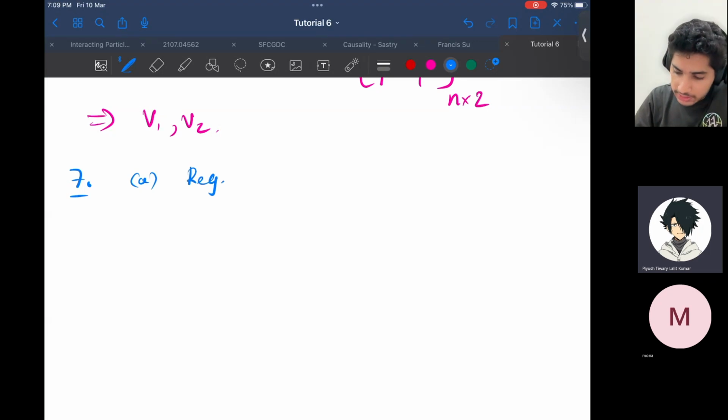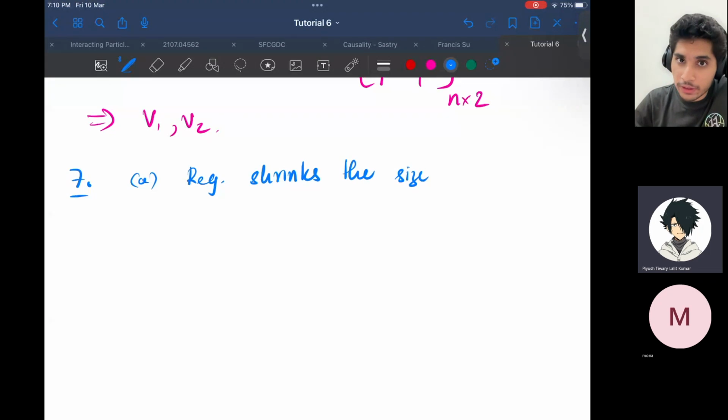regularization, I will just write REG. Regularization shrinks the size of weight vectors. So is this true?